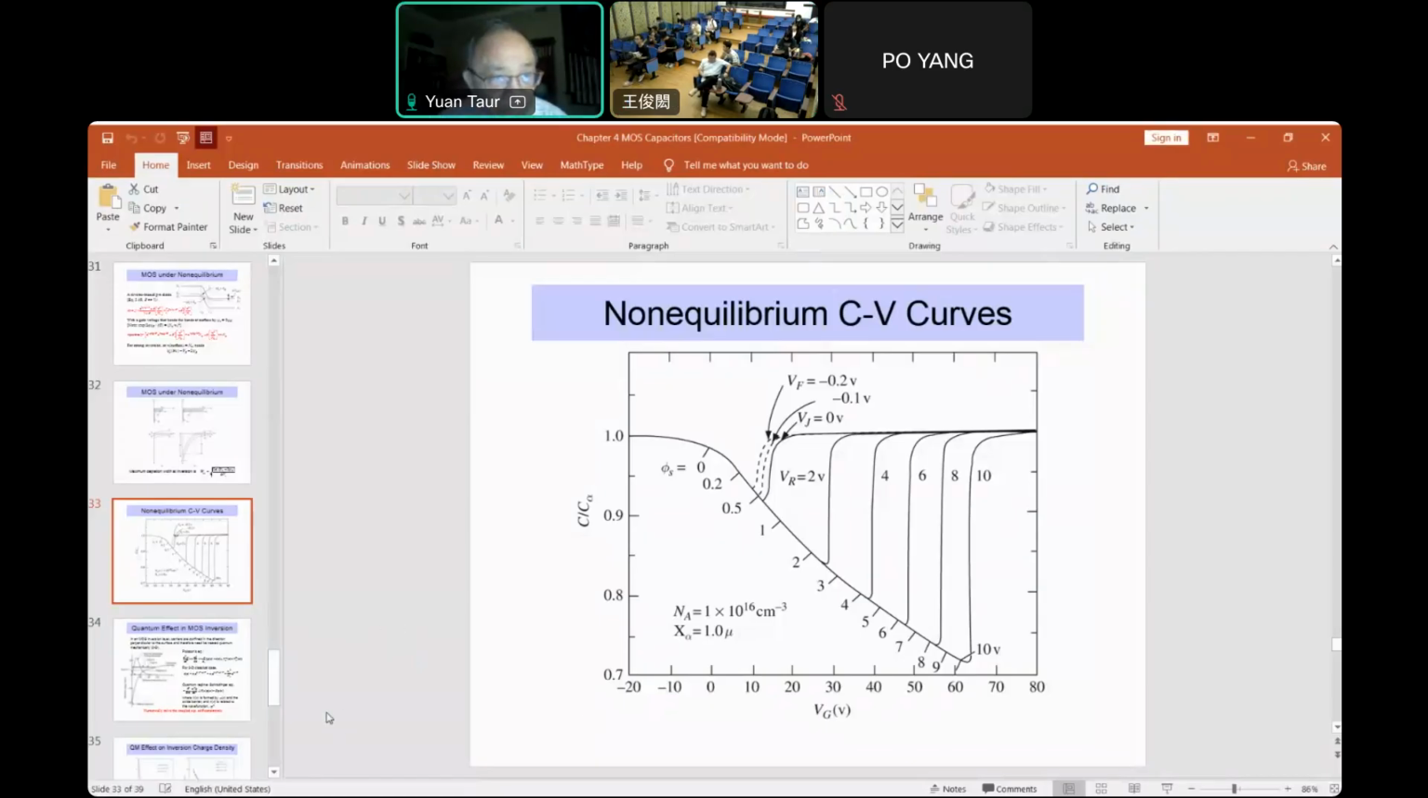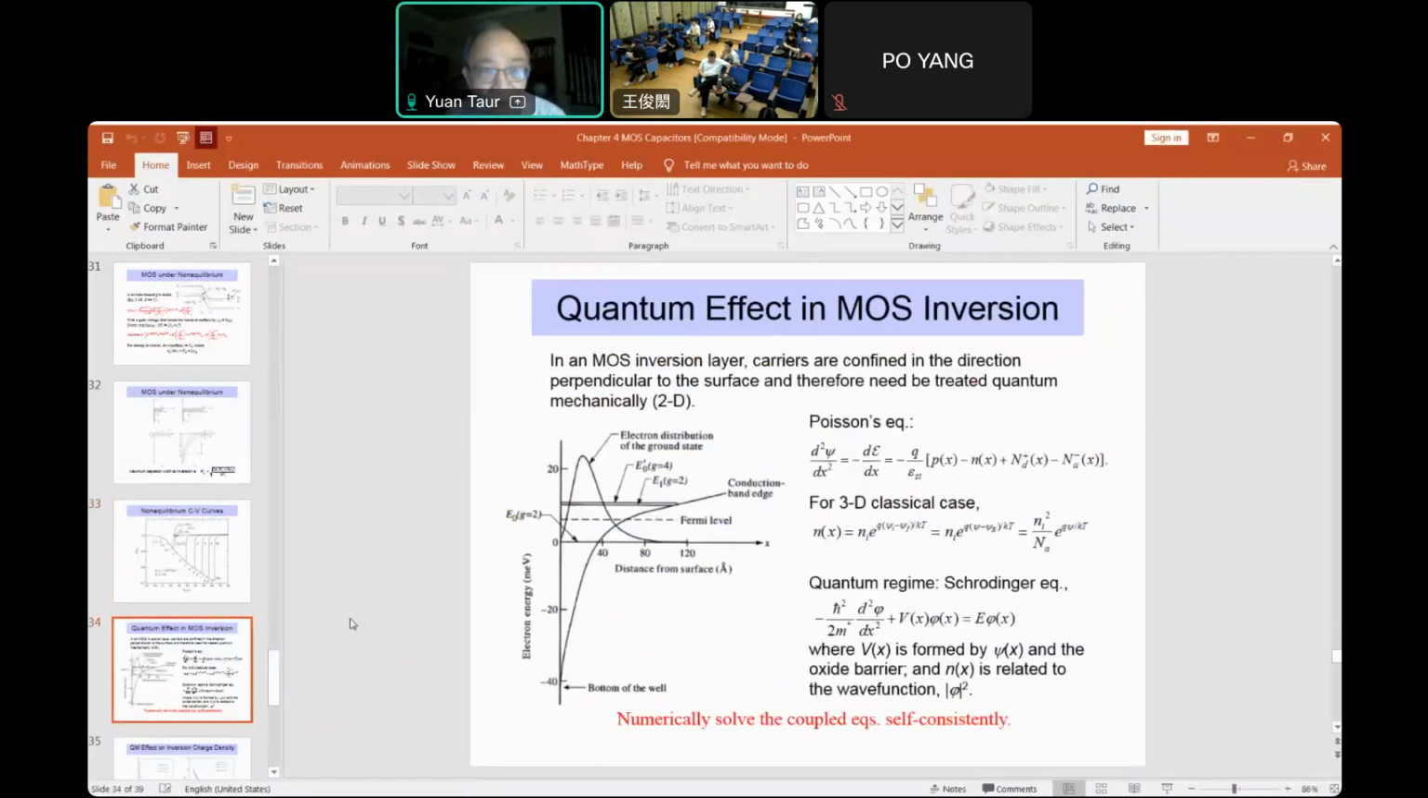Okay, the next topic, chapter 4, is quantum effect. If the device dimension is large and oxide thick, then quantum effect is not so important. It's weak. But now the oxide is very thin, atomic dimension, and the field is high, then the quantum effect becomes an important consideration.